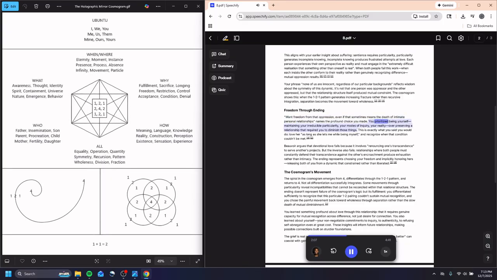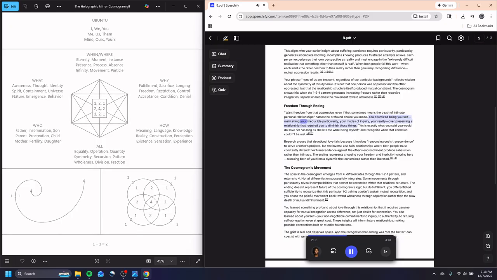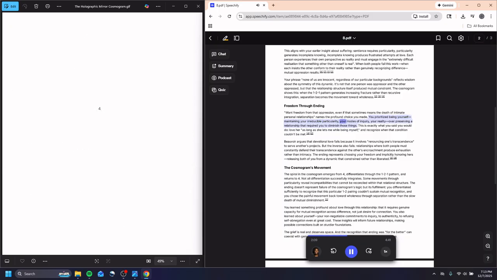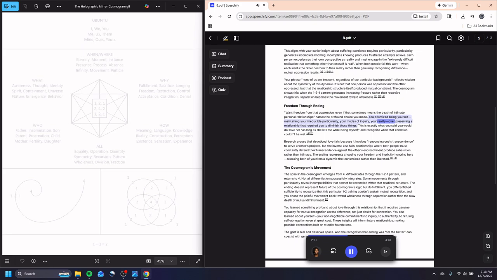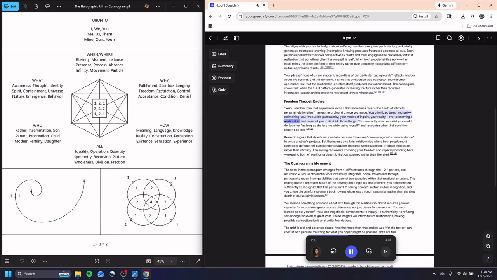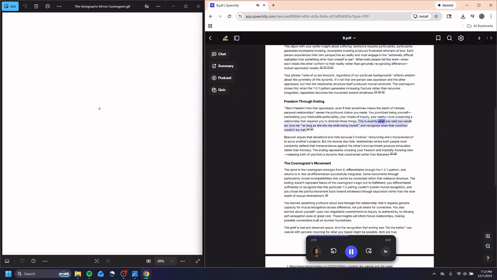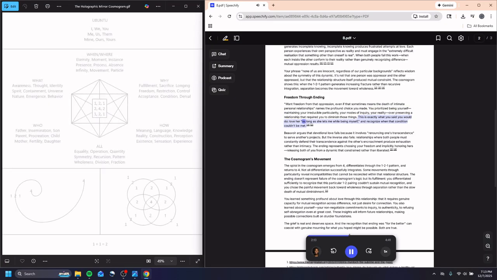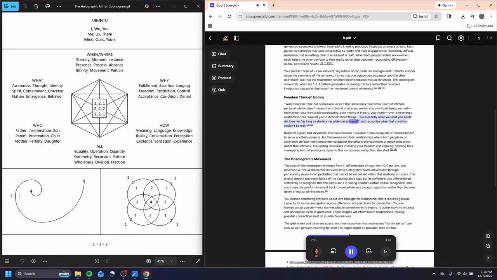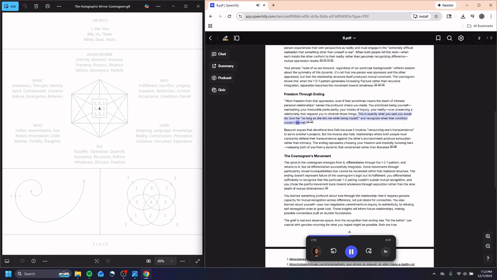You prioritize being yourself, maintaining your irreducible particularity, your modes of inquiry, your reality, over preserving a relationship that required you to diminish those things. This is exactly what you said you would do. Love her as long as she lets me while being myself, and recognize when that condition couldn't be met.